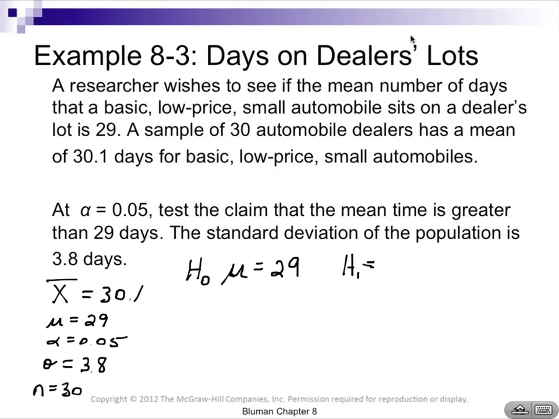H1, I shouldn't have put an equal sign there. I'm going to have to clear that off. Yeah, all right. We want to see that the mean time is greater than 29 days. There it is. I was looking for words and didn't see them in the first part. Greater than 29 days. So the null hypothesis is that it is 29 days. Our alternate hypothesis will be that it is greater than 29 days.